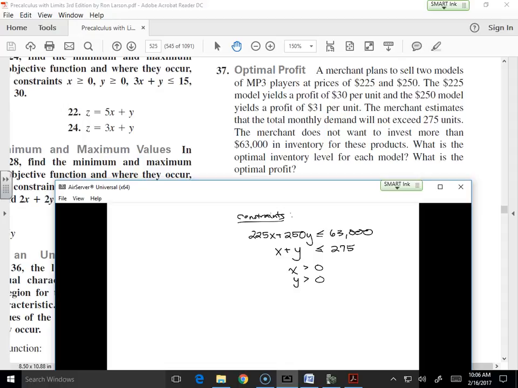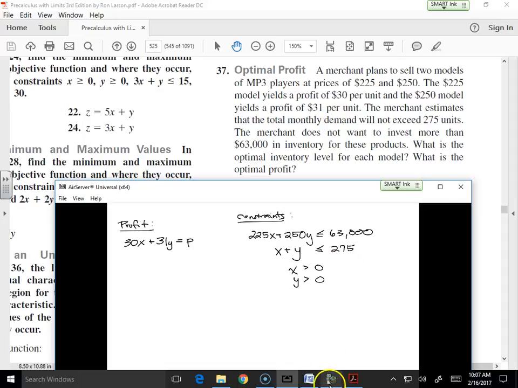Now some of you guys are talking about profit, and I totally agree that's super important for our problem. The question, what is profit? A constraint or an objective? Oh yeah. So hold on. What kind of profit is he making? 30 per, is that x? 30x plus 31y equals P for profit. Sound good? Okay. Now, we're allowed to use our graphing calculator.